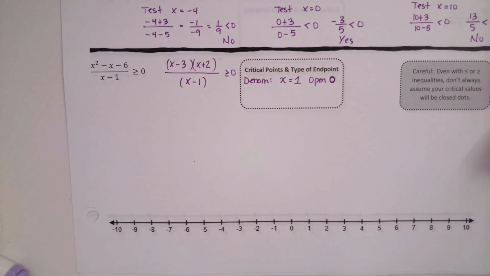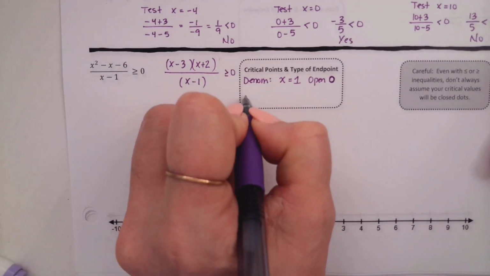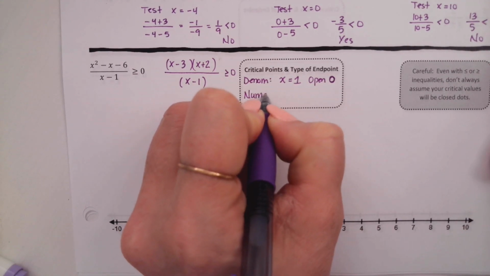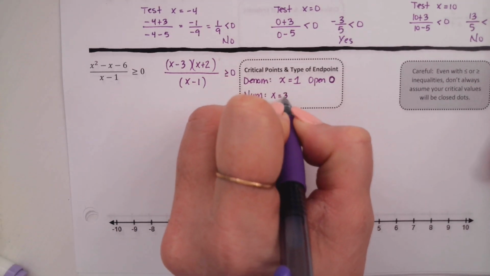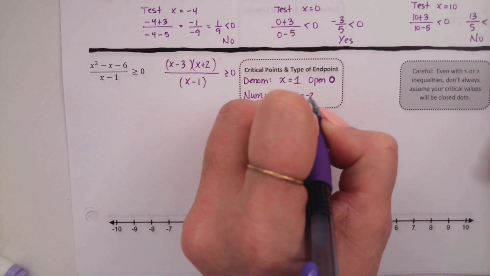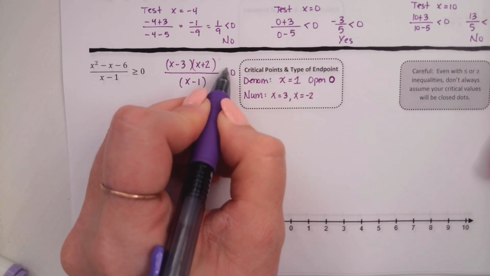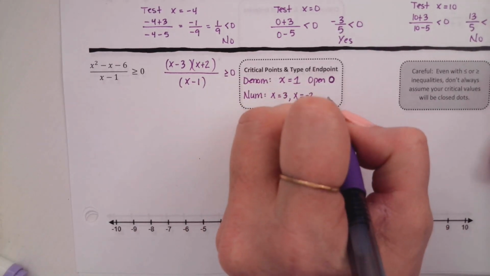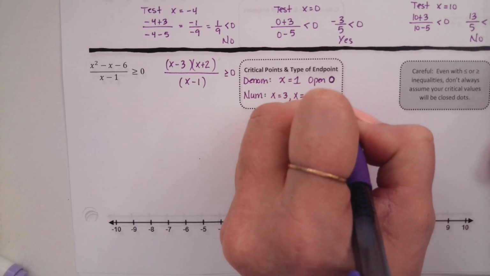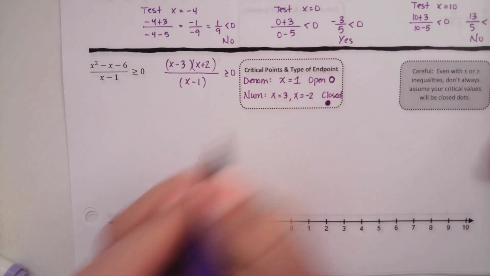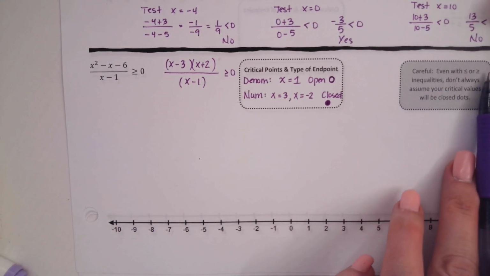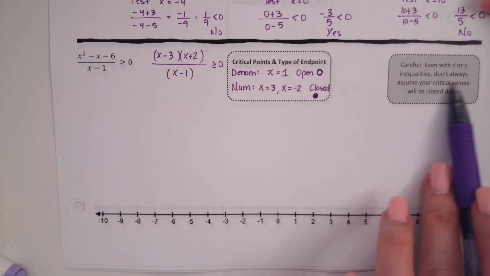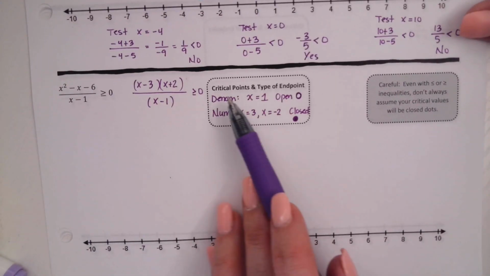Okay, now the symbol for the numerator is going to be based on the inequality symbol. So for my numerator, I have two numbers that would make the numerator 0. 3 and -2. Very good. And based on this inequality symbol, are we going to use an open or a closed dot? Closed. So we're going to have 3 points on our number line for this one. Notice the tip, careful even with less than or equal to or greater than or equal to. Don't always assume all your critical values are going to be closed dots because the denominator is always an open dot.